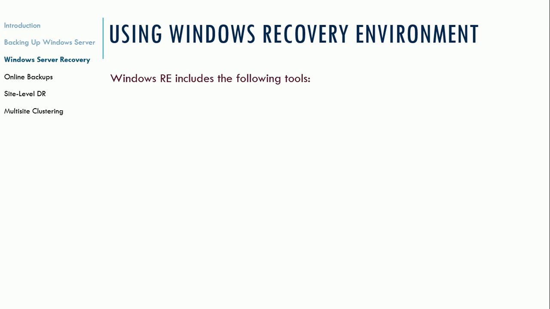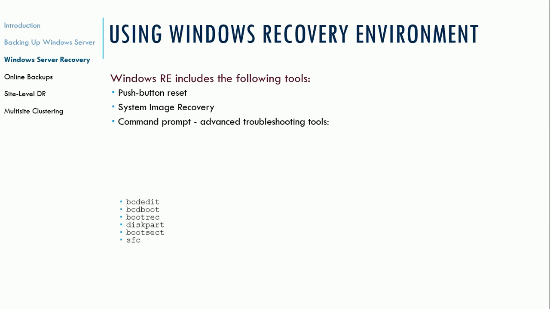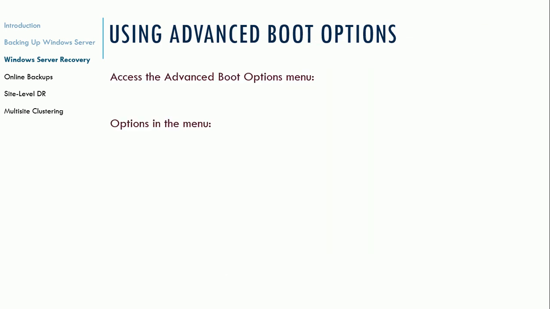So Windows RE includes a whole bunch of tools. There's the push button reset, system image recovery, command prompt, and advanced troubleshooting tools, which include BCDEdit, BCDBoot, Bootrec, DiskPart, Bootsect, SFC, which recovers all of the system files, and some startup settings. So it looks like this, right? You get to this screen. These are the boot options. You can also get to the screen manually if you hit F8, I think, when the machine is starting up. You can get into that mode.